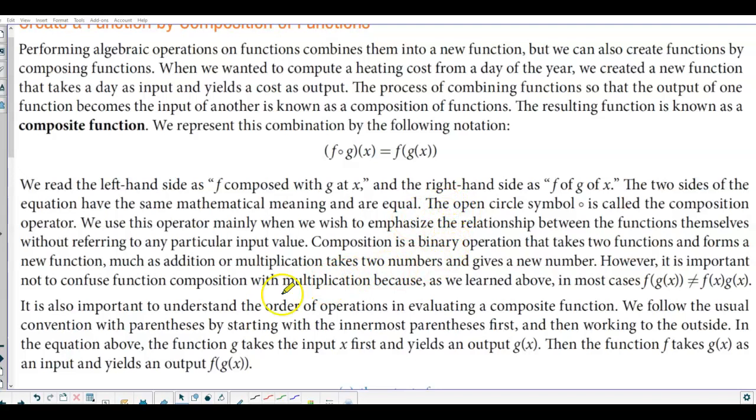However, it is important not to confuse function composition with multiplication because, as we learned above, in most cases f of g of x does not equal f of x times g of x. So again, that circle doesn't mean multiplication, it's composition.